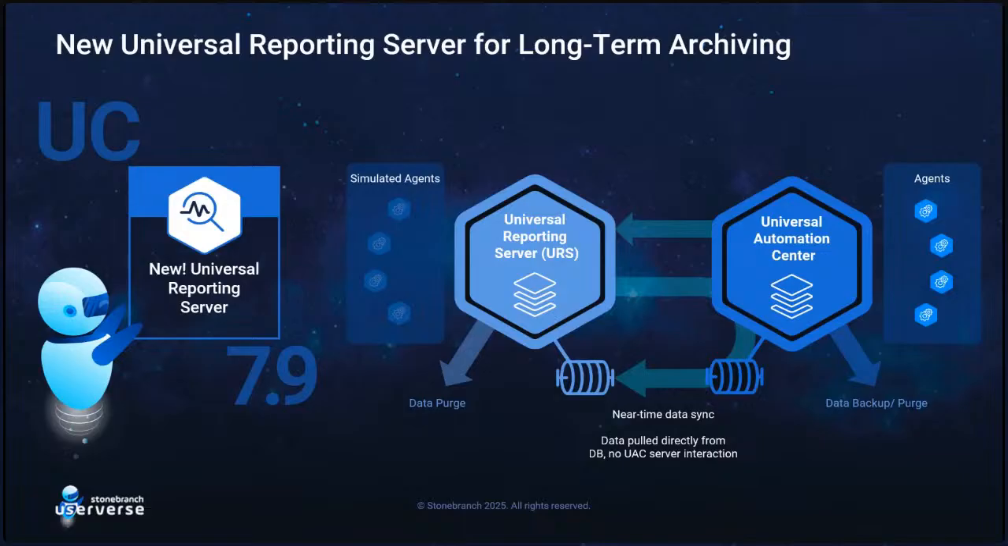And the replication of data from the production UAC does not go via the instance itself and only pulls directly from the database, which is the most efficient way to manage the replication and doesn't use any of the resources from the primary server.